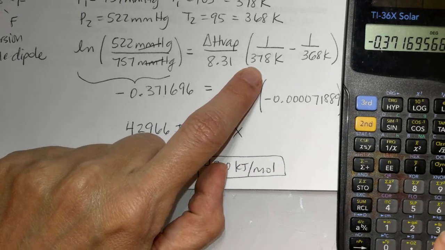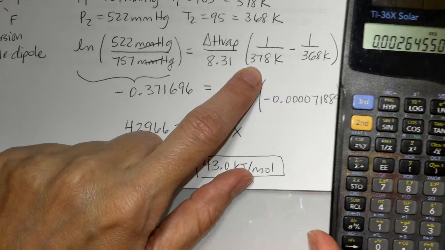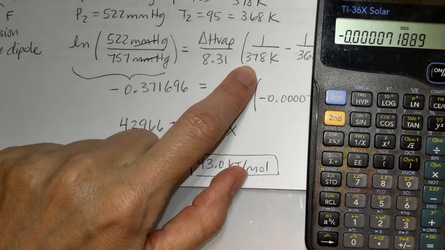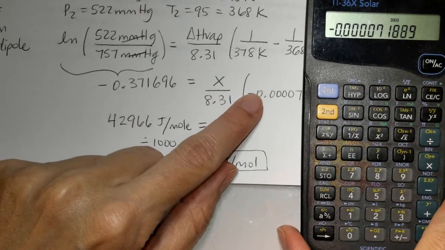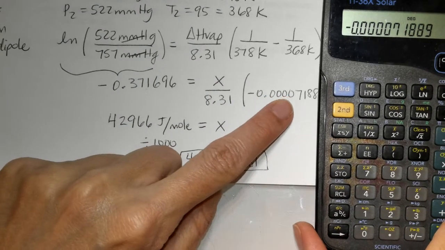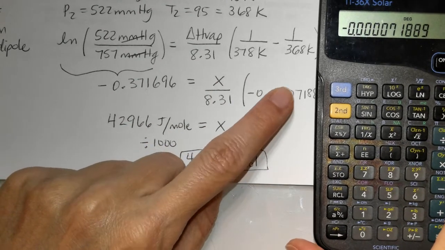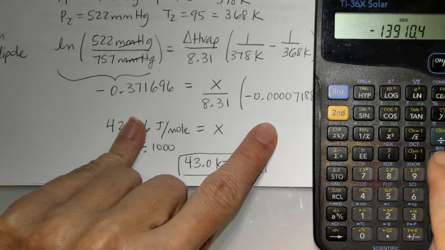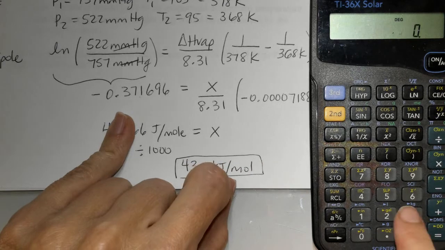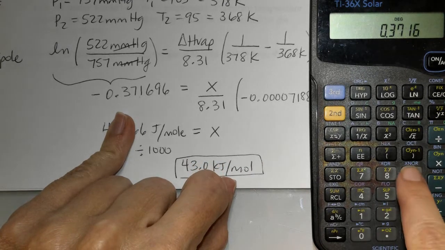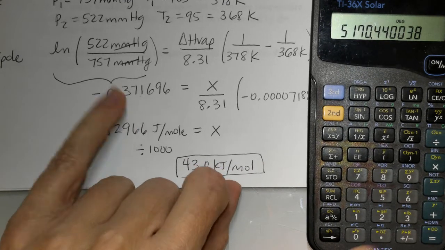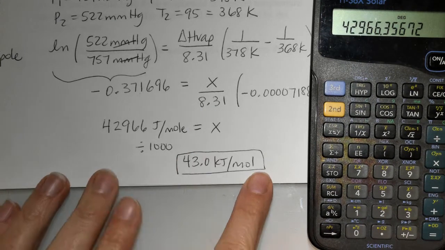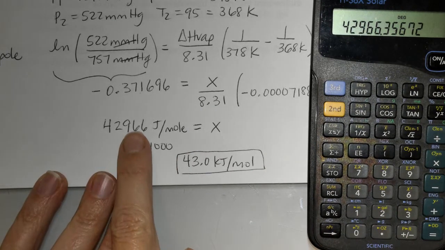So I did the 378 inverse minus the 368 inverse and got my answer. That's negative 0.000071889. Now since I'm dividing both sides by that number, I hit the inverse key again and then multiply it by 0.371696 negative. And then I'm going to cross multiply the 8.31. And so that's where I got that, 42,966.